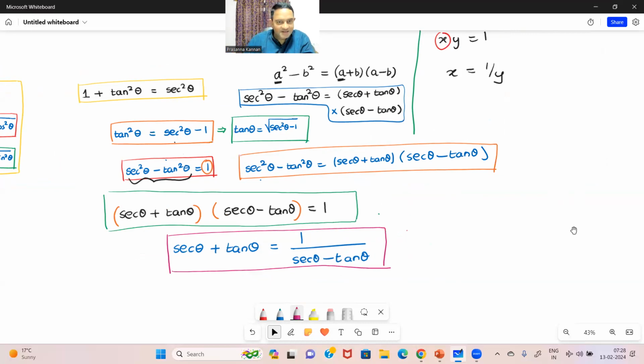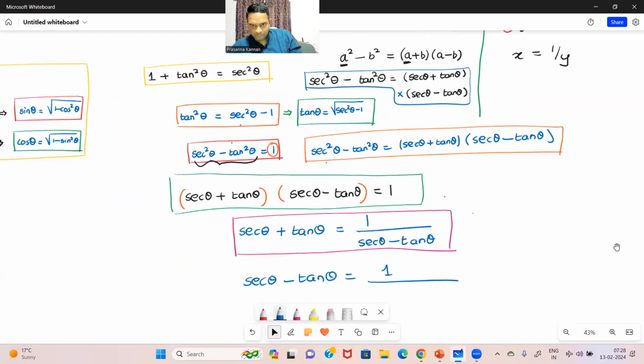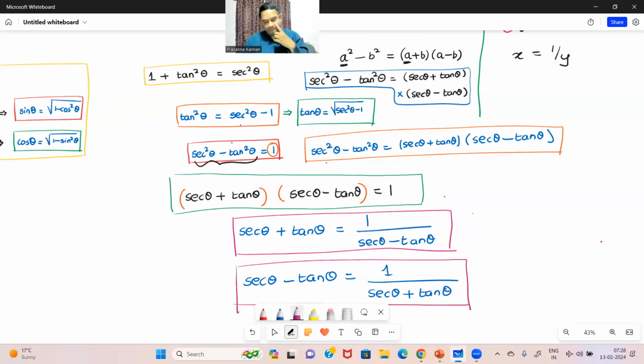Now, instead of keeping secant theta plus tan theta on the left side, now I will keep secant theta minus tan theta here. I will take secant theta plus tan theta to the other side. So how can I write? It is equal to 1 by secant theta plus tan theta. Very good. Is it clear to you? These are the different variations in this formula.